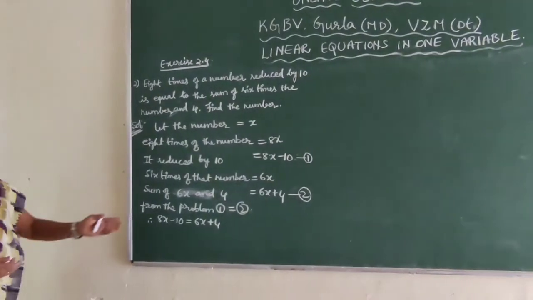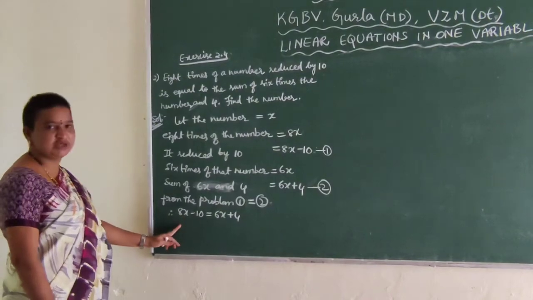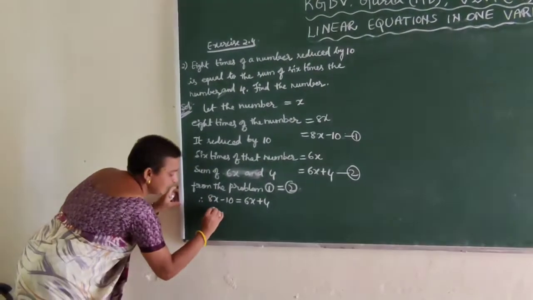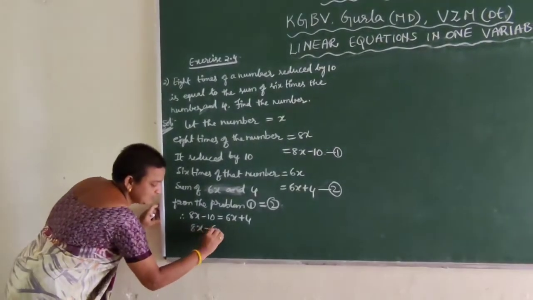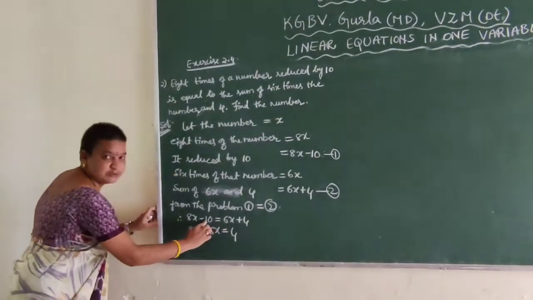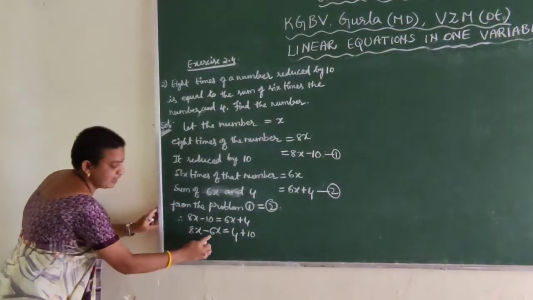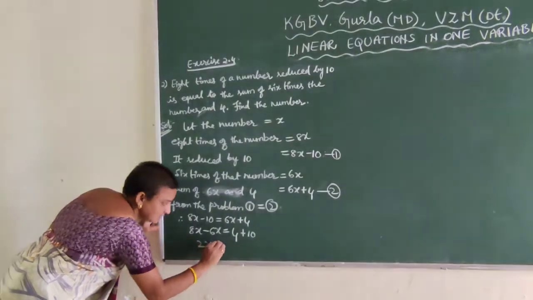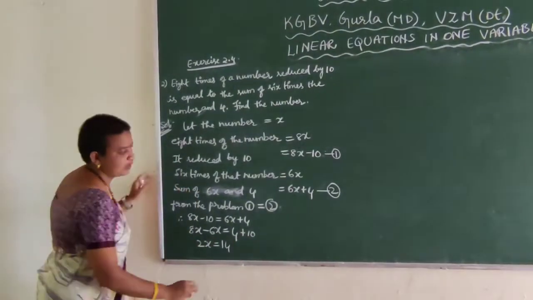Now you have to separate the variables and constants. So you have to transfer 6x to LHS and minus 10 to RHS. Okay, 8x. If we transfer 6x to LHS, it becomes minus 6x, is equals to 4. If we transfer minus 10 to RHS, it becomes plus 10. Okay, 8x minus 6x means 2x is equals to 4 plus 10 means 14.